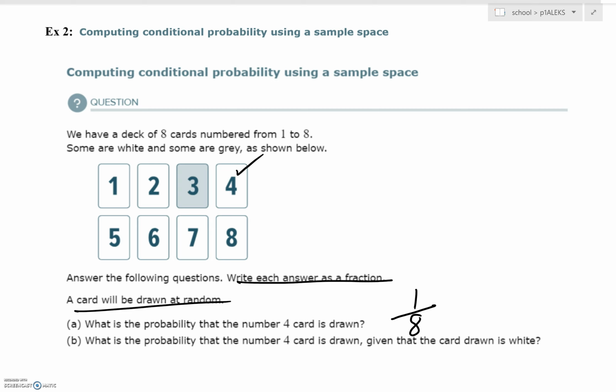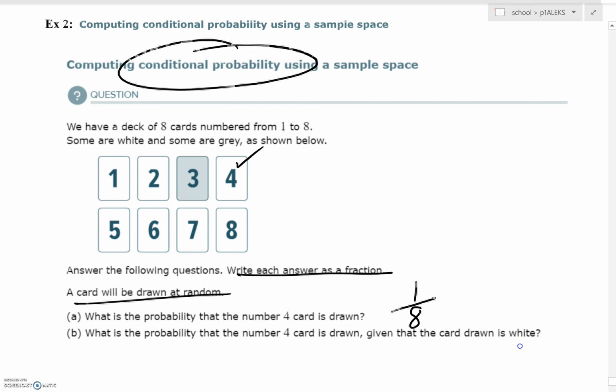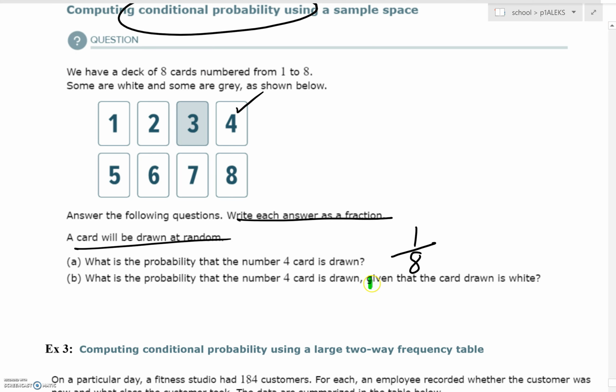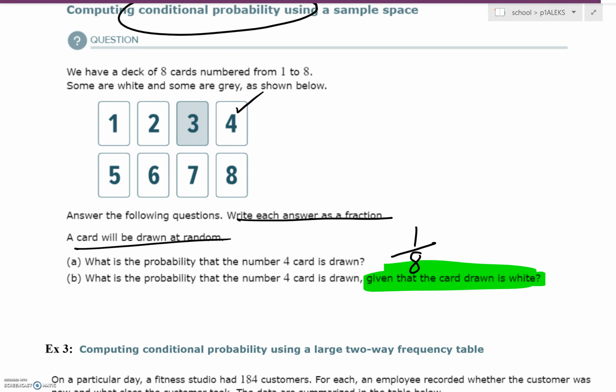But for part B, we're going to get into what we're calling conditional. Conditional probability means you have more information. You're going to be told, given that the card is white, what's the probability of getting a 4 given that the card is white? We know that the card is white. It's like a friend tells you, look, I saw the card that was drawn. I didn't see the number, but I can tell you for sure it was a white card. That means it can't be the 3.